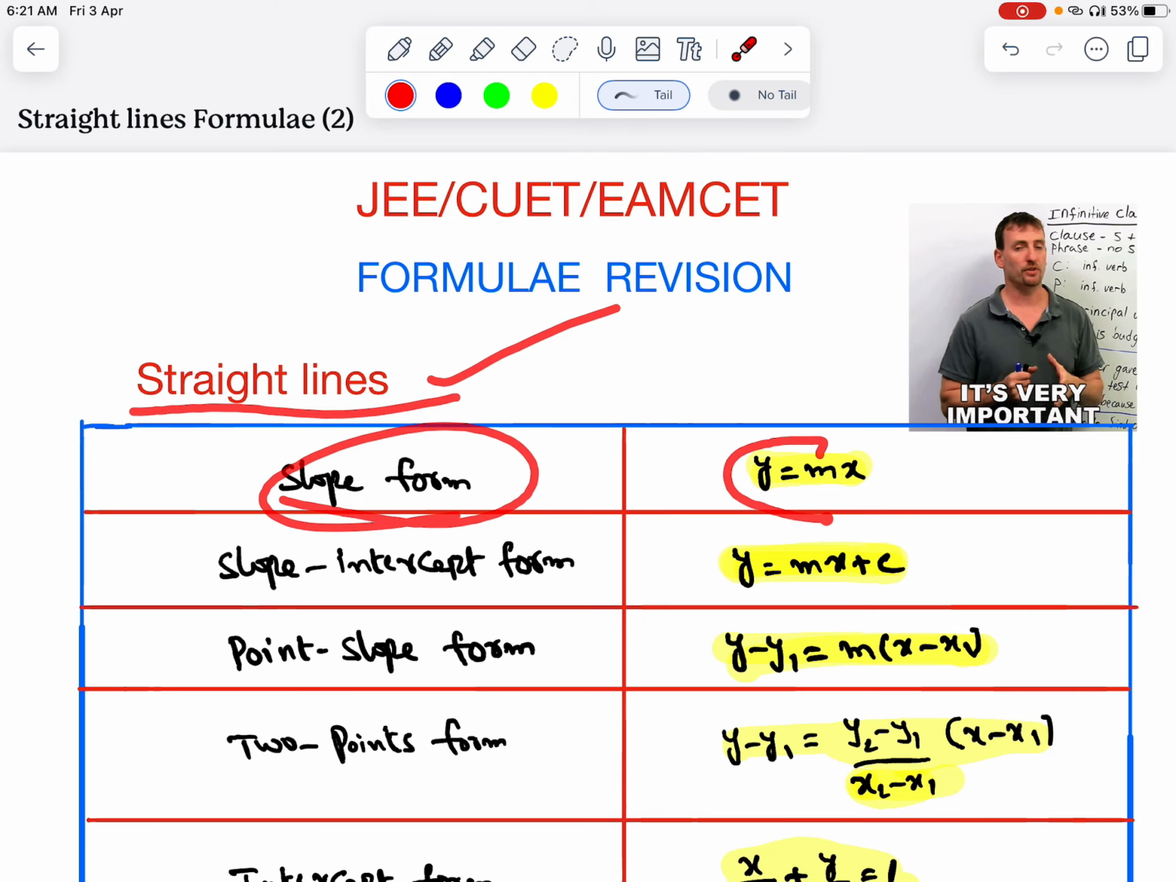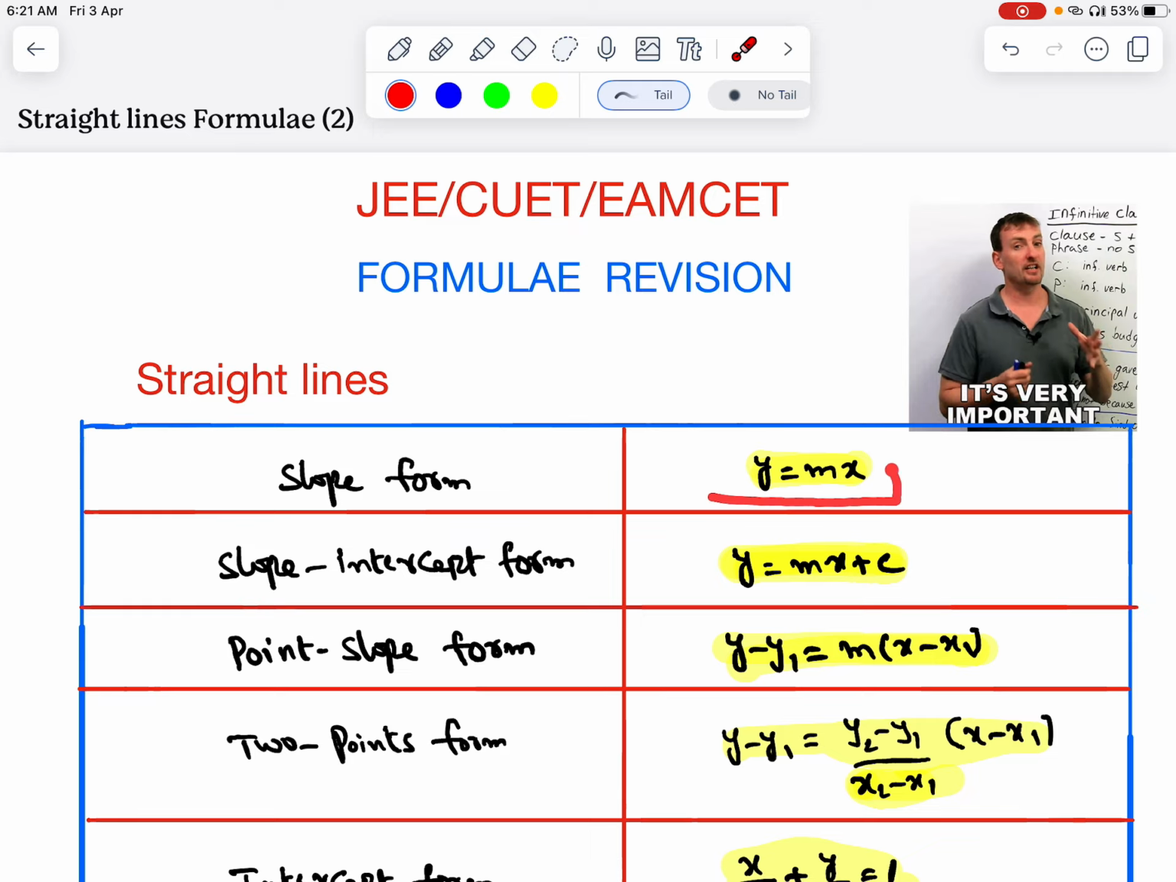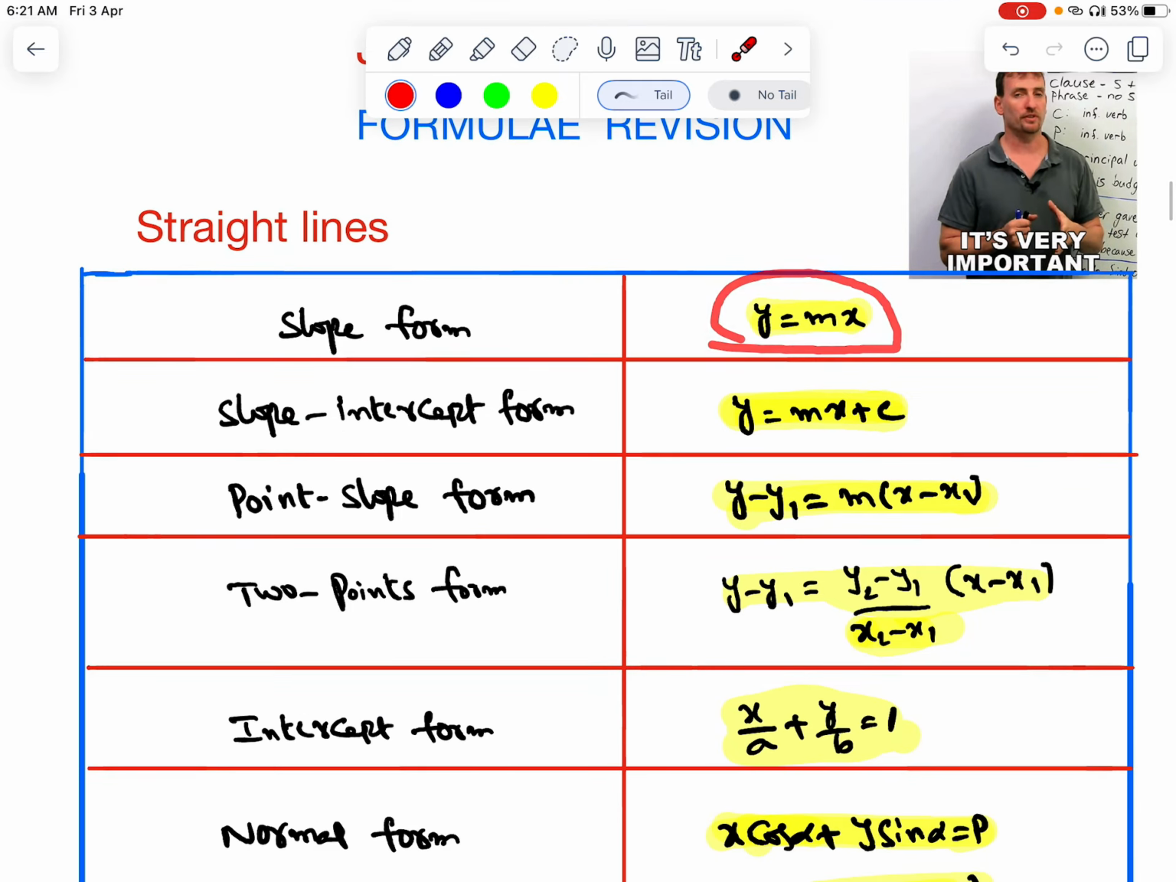Slope form: y is equal to mx. It must pass through the origin. Why? Because there is no constant. Slope intercept form: y is equal to mx plus c.